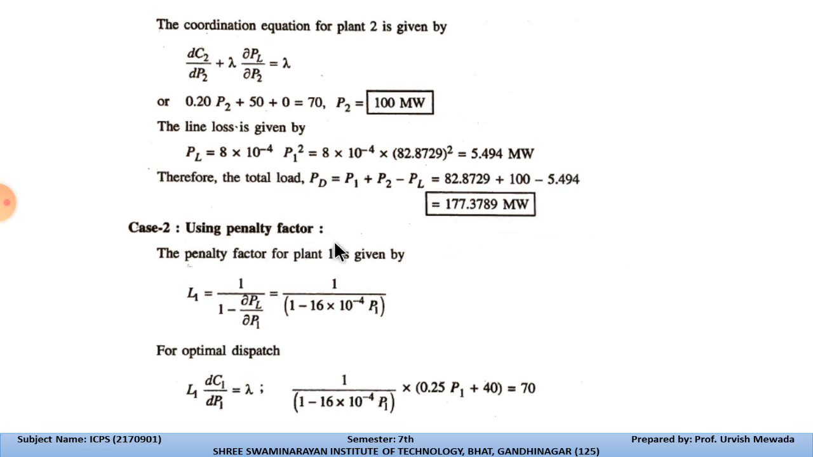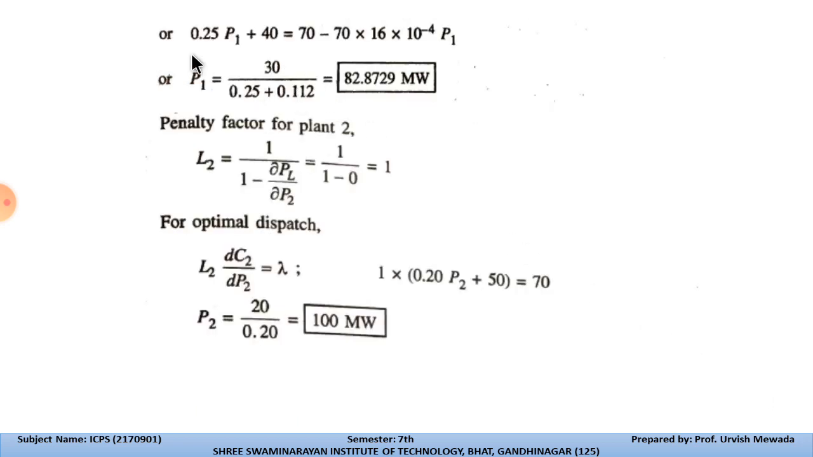Now case number 2, using the penalty factor. So this is the equation for the penalty factor, in which we have the value of del PL by del P1. It is 16 into 10 raised to minus 4 into P1. After applying this for optimal dispatch, L1 dC1 by dP1 is equal to lambda. Therefore 1 upon 1 minus 16 into 10 raised to minus 4 P1 into 0.25 P1 plus 40 is equal to 70. This is the equation that we can form for optimal dispatch for the given plant, or 0.25 P1 plus 40 is equal to 70 minus 70 into 16 into 10 raised to minus 4 P1.